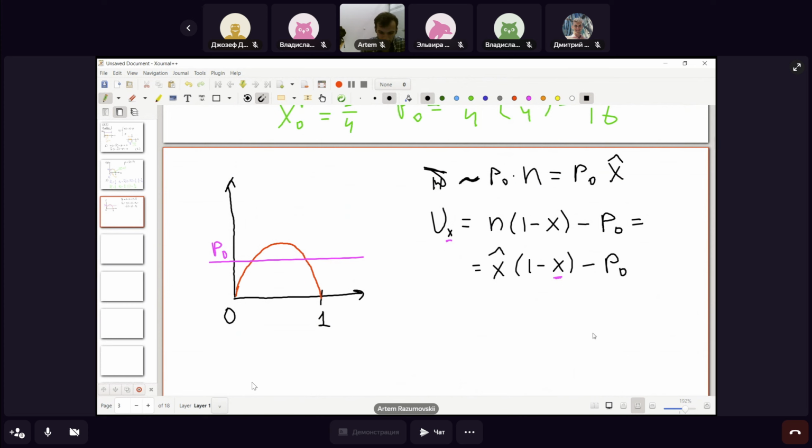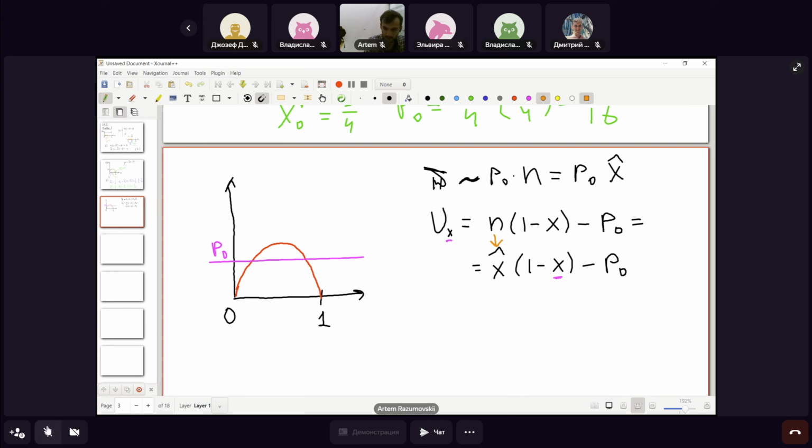Why do we still have x and not x hat? Okay, once again, x hat is the indifferent consumer, right? He defines who joins the market. But now we think about just some random consumer on the market. So that's why N goes to x hat. But we are talking not about the indifferent consumer, but about someone else. It could be indifferent, but could be not. That's why here we still have x.